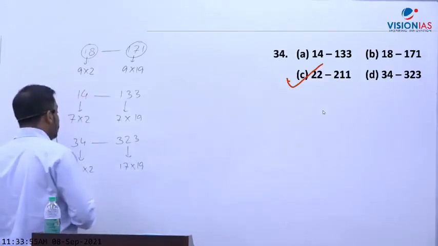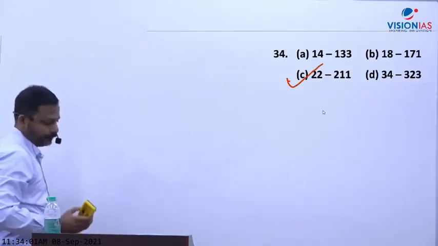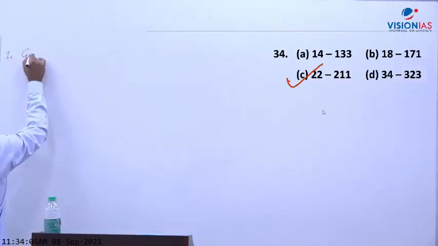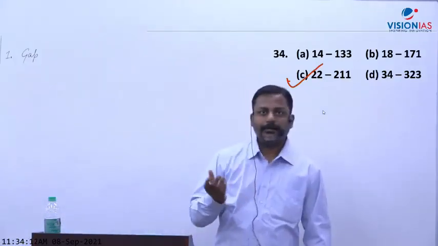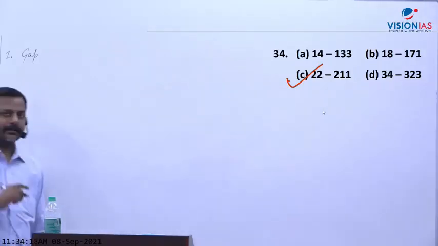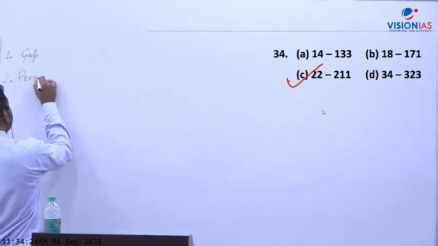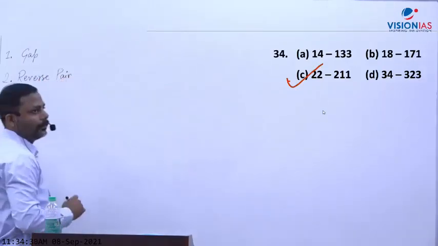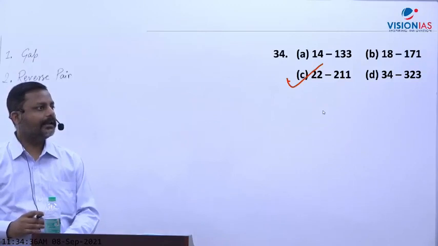Now, in case of alphabets, what sort of logics can be applied? The first and the most common logic is by finding the gap between the letters. Means how many letters are there in between any two consecutive letters which are mentioned in the options. Second logic is by checking the reverse pair of letters. So these logics we have studied.